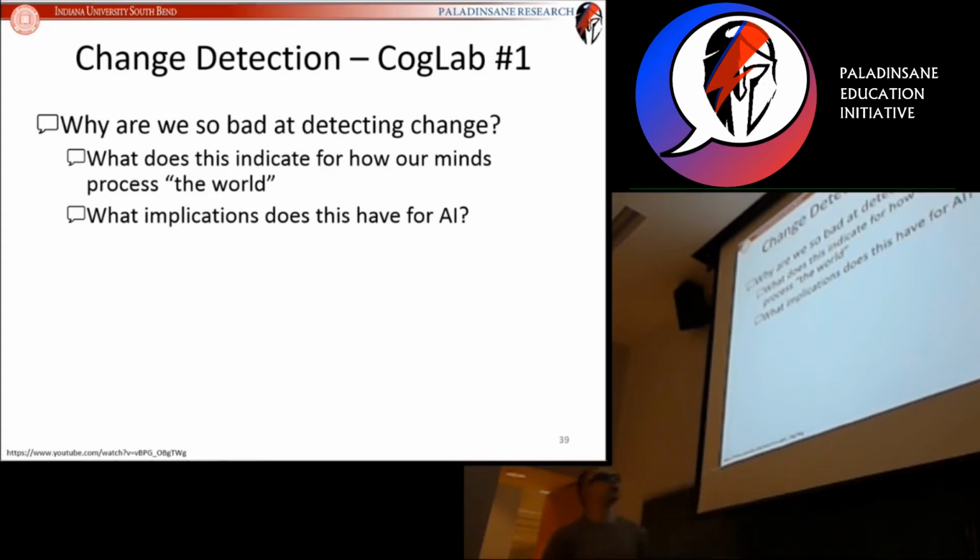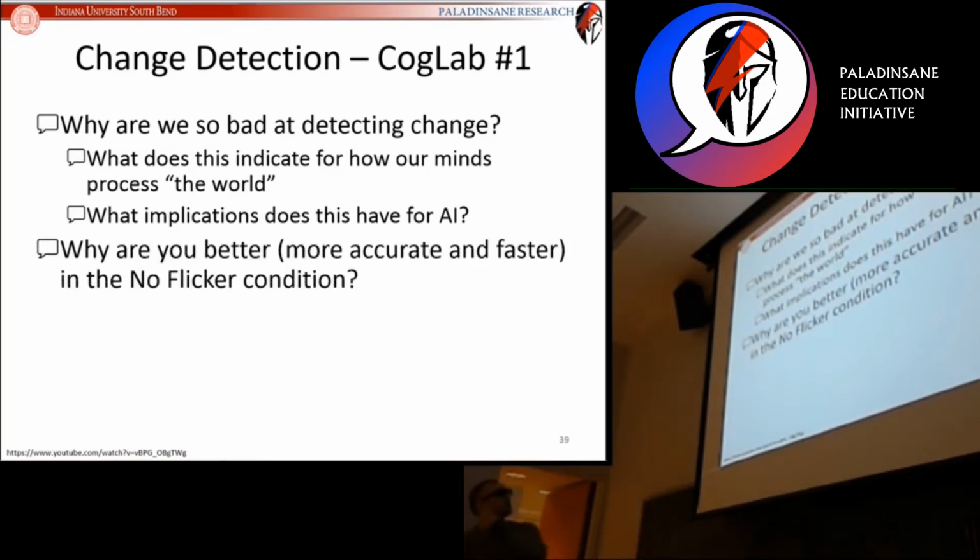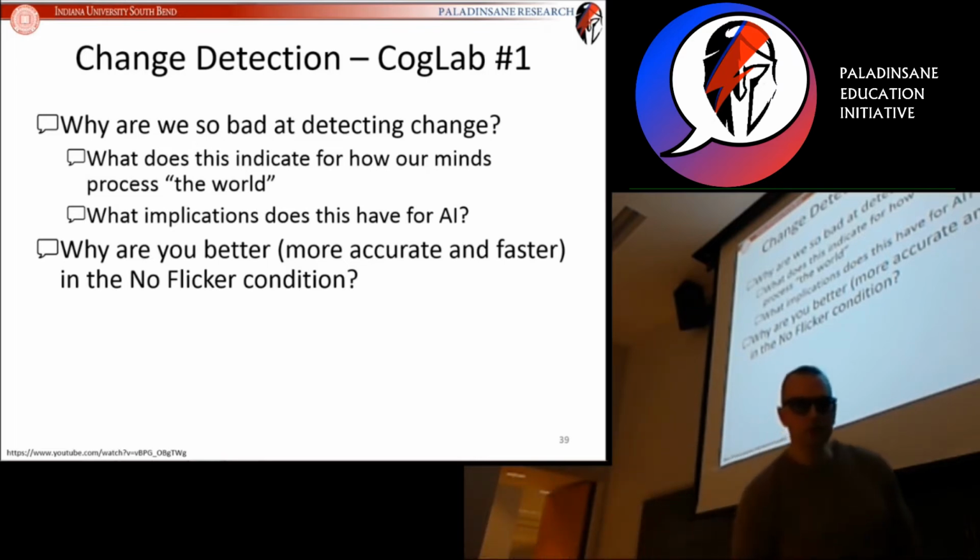And that change blindness changed how artificial intelligence worked. Rather than trying to represent the entire world in the program, they said, no, let's just leave it out in the world. We'll have a way to sense it, and then we can use the processing power for everything else, like taking over humanity. All right, so why are you better, more accurate, and faster in the no flicker condition?